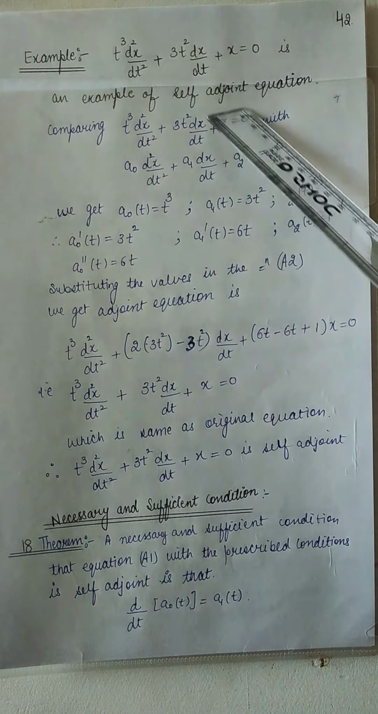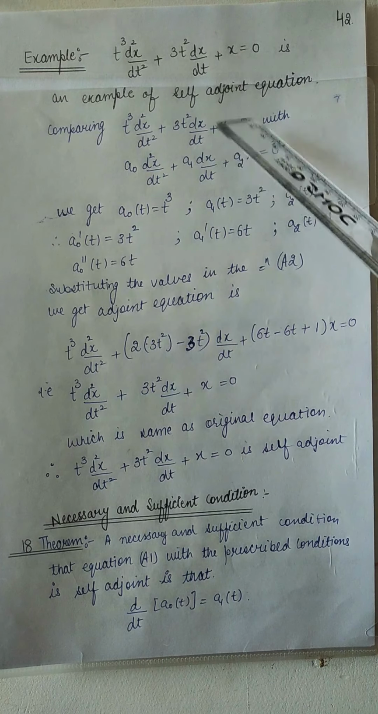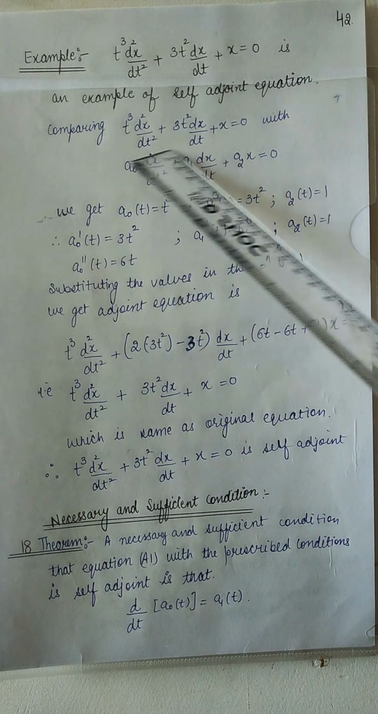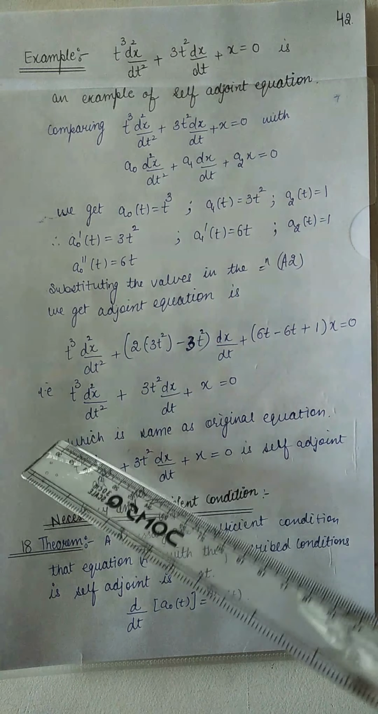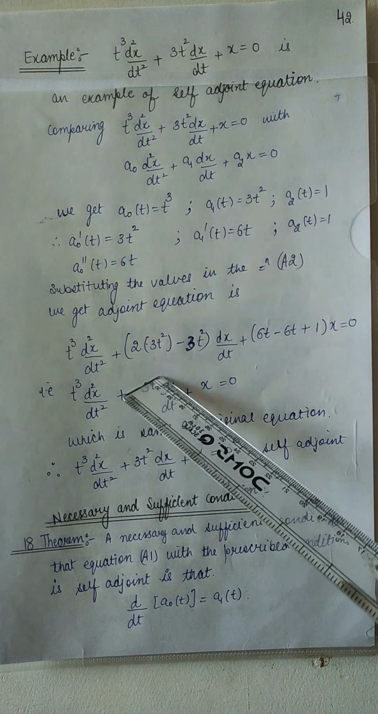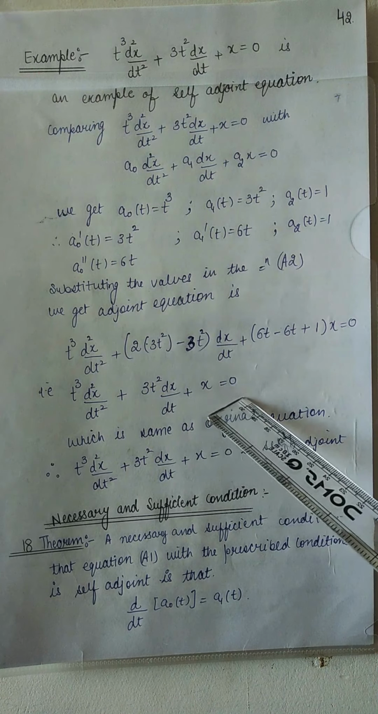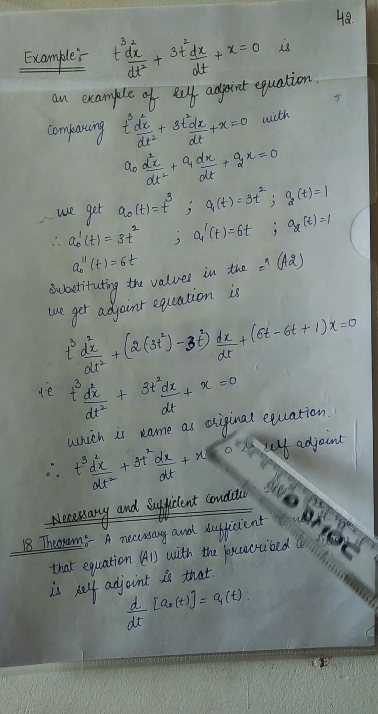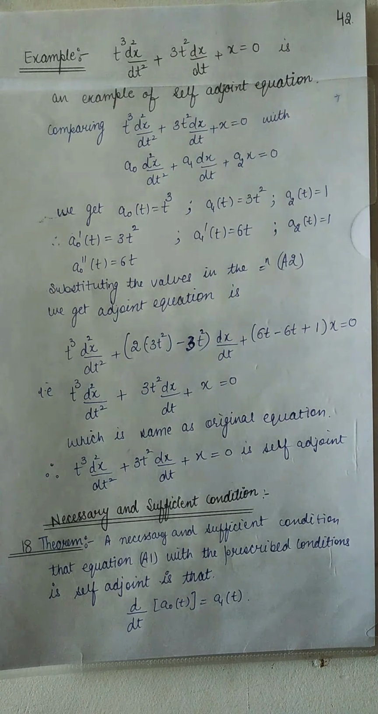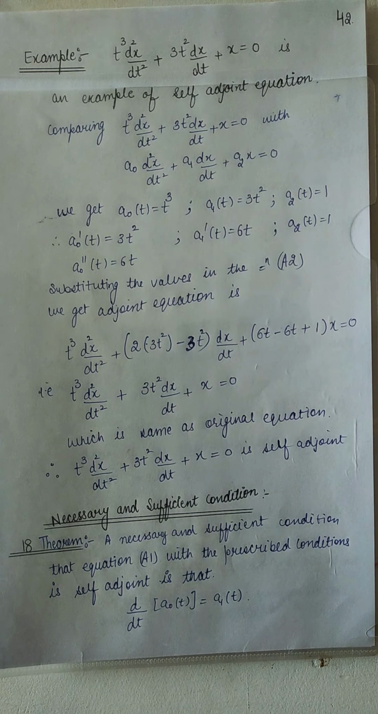Now we write the adjoint of this equation using equation A2. Using equation A2, we get that the adjoint to this equation is t cube d square x by dt square plus 3t square dx by dt plus x is equal to 0, which is the same as the original equation. It means that the original equation is self-adjoint.